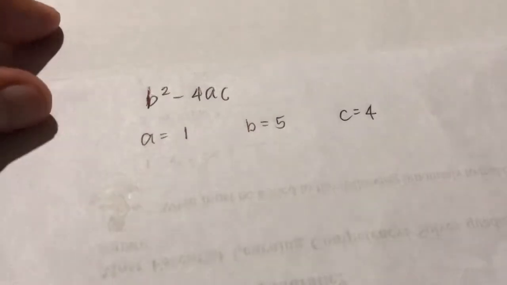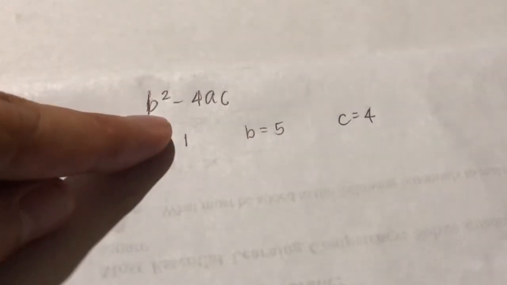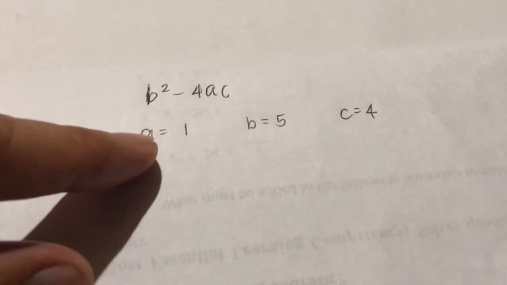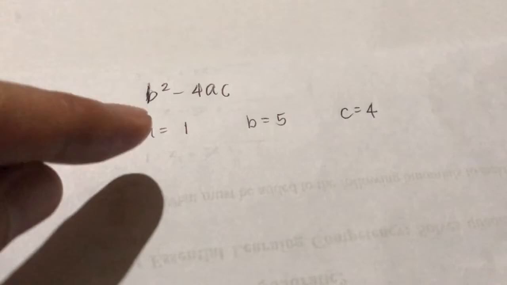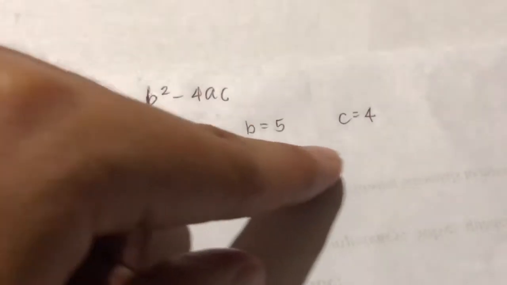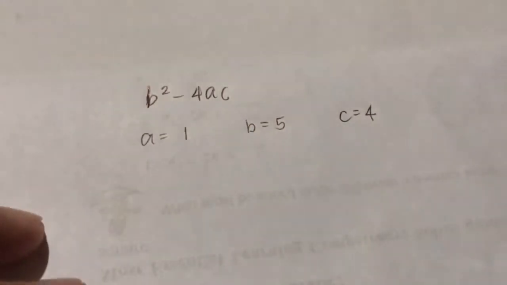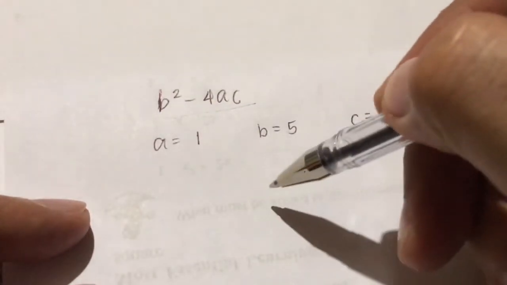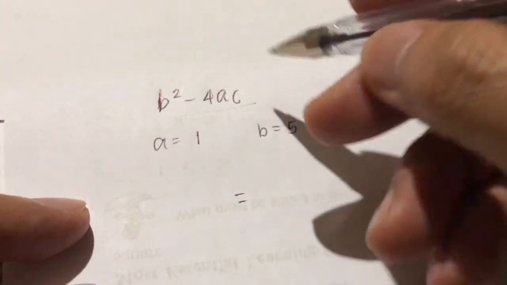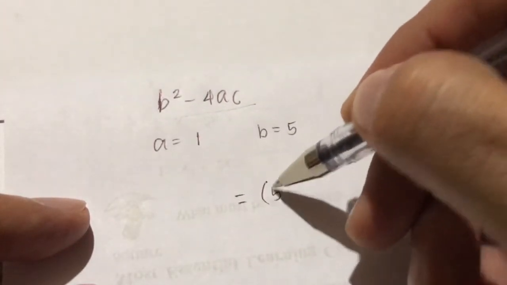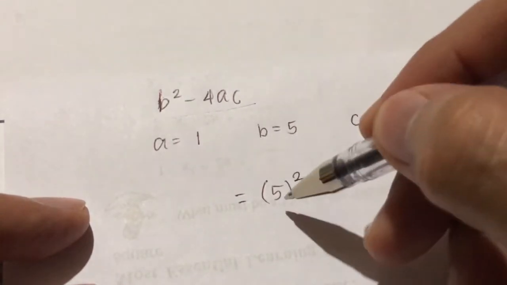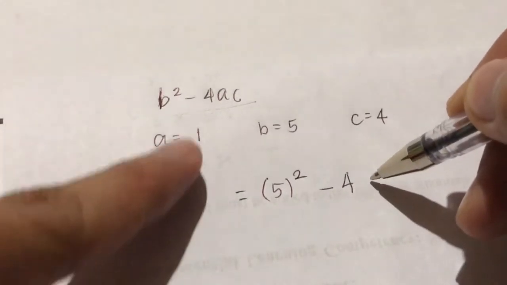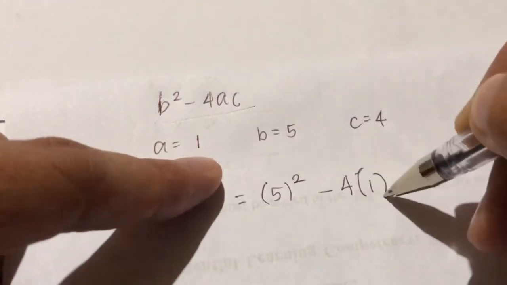Halimbawa, we are required to evaluate the expression b squared minus 4ac given the following values of our a, b, and c. A is equal to 1, b is equal to 5, c is equal to 4. So, ang gagawin mo lang is just simply substitute. Ito yung ating formula. So, we have b squared, that is instead of writing b, we are going to substitute the value of our b, 5. So, magiging 5 squared minus 4. What is a? 1.